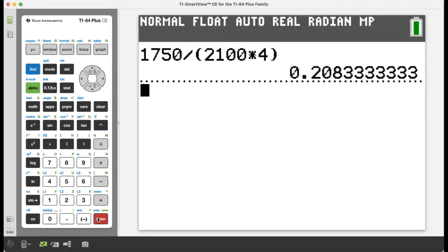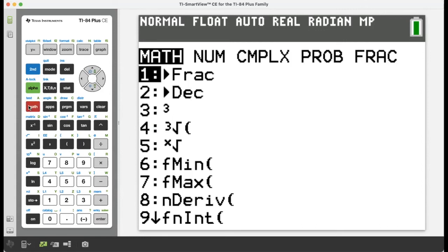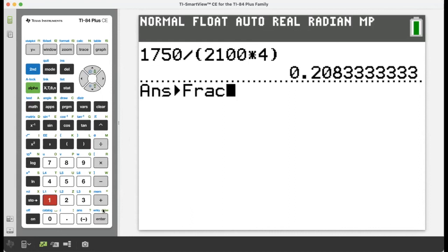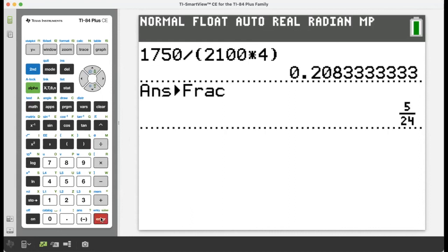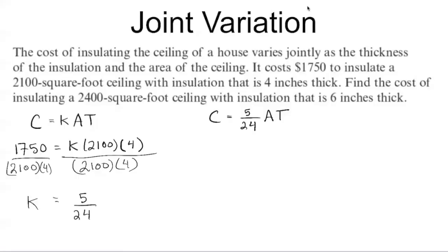Hit enter. And like I said, it gives me a big decimal value. I can convert that to a fraction, though. If I go to my math functions, I can take the value and turn it into a fraction. I select 1 and then hit enter. And that's how I got 5/24. So back to our worksheet, we can state that C equals 5/24 times A times T.